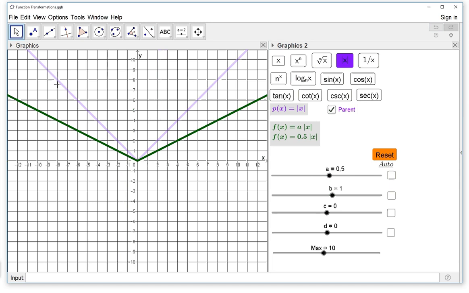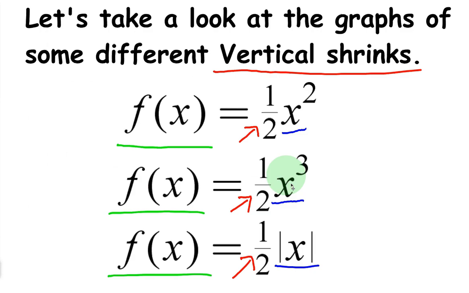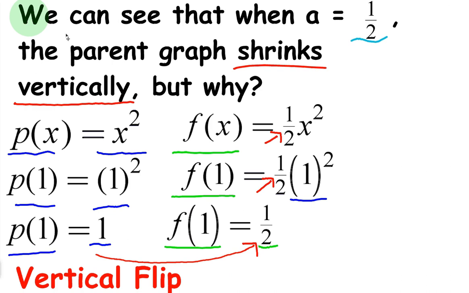Same thing is going to happen to absolute value of x. Here's a y value, for example. You have to cut it in half to get the new y value for the f of x, the green function. So it's just straightforward. You're just cutting the y values in half. That's all you're doing. We can see that when a is equal to 1/2, the parent graph shrinks vertically, but why? Going back to our x squared function, we know p of 1 is equal to 1 squared, which is 1. Well, if we put a 1/2 out front, we're obviously going to be taking that y value and cutting it in half. It's just that simple. You're just taking the y values and halving them because there's a 1/2 here.